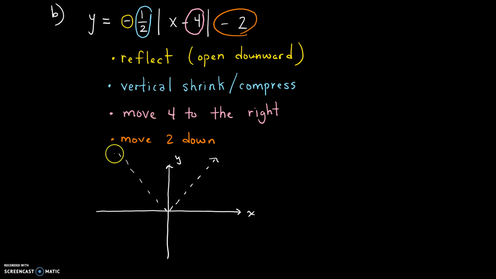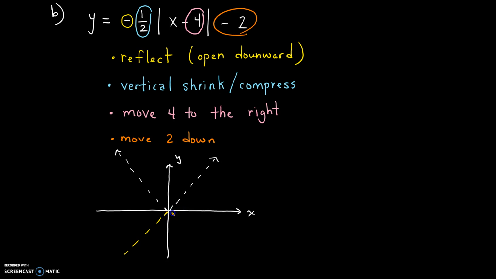Now, let's think about what's going to happen. The first thing we're going to do is reflect, so it's going to open downward. So it's going to do something like this. Maybe I should do this color-coded, to match what I've written up there. That might make a little more sense. So let me do this in yellow. But again, it's just going to reflect downward. That's this step. I'm going to put a little check there so that we've done that.